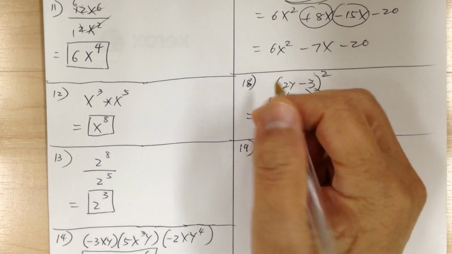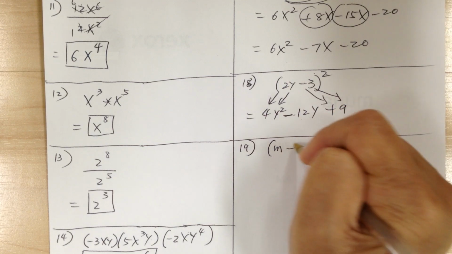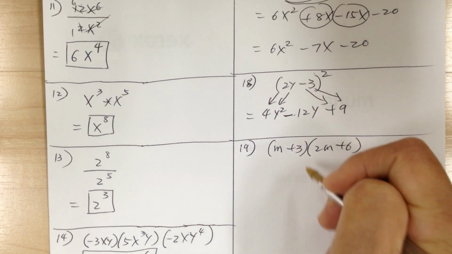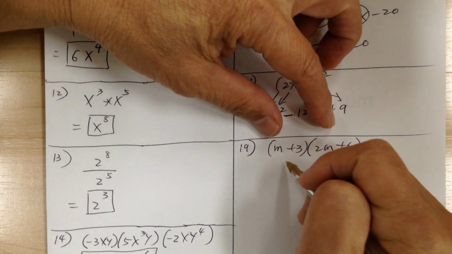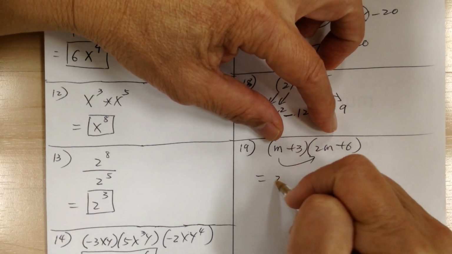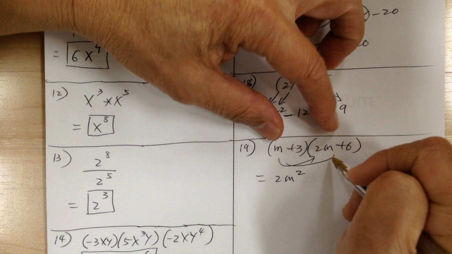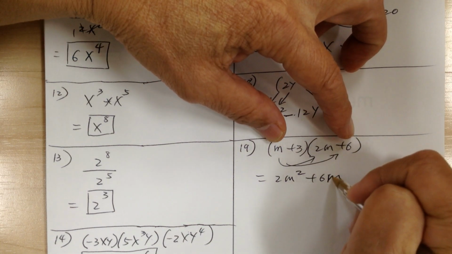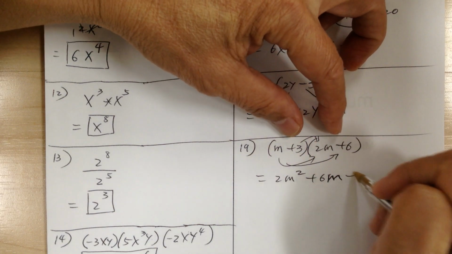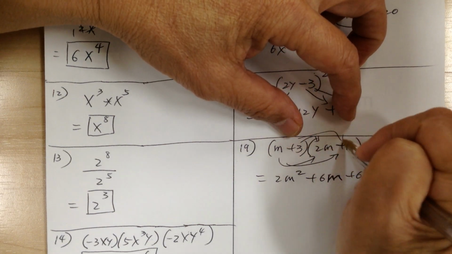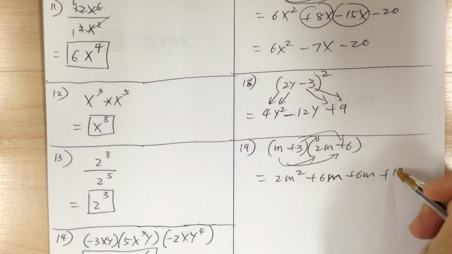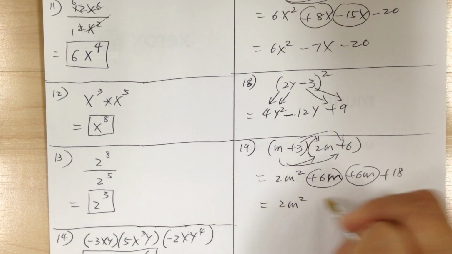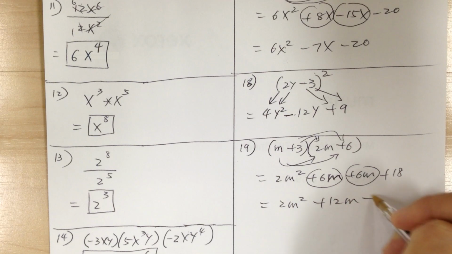Okay, 19. You have m plus 3 times 2m plus 6. So you can use your FOIL method. So the first term, you multiply, you get 2m squared. So that's F. O, so it'd be plus 6m. Okay, then the I plus 6m, and the L plus 18. Combine the like terms. So you're going to get 2m squared plus 12m plus 18.